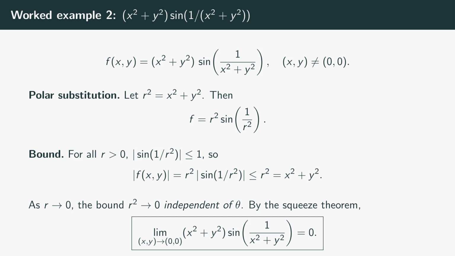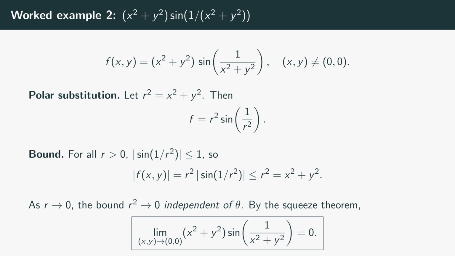The inner argument, 1 over x squared plus y squared, blows up to infinity as the point (x, y) approaches the origin, so the sine oscillates wildly. But the outer factor x squared plus y squared tends to 0. Does the product settle? Let r squared equal x squared plus y squared. The function becomes r squared times the sine of 1 over r squared.